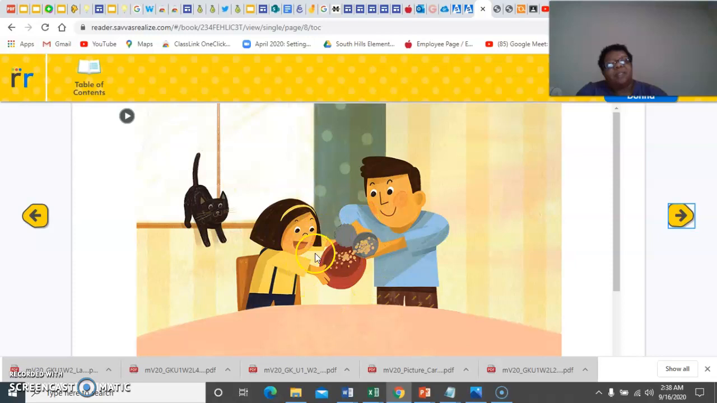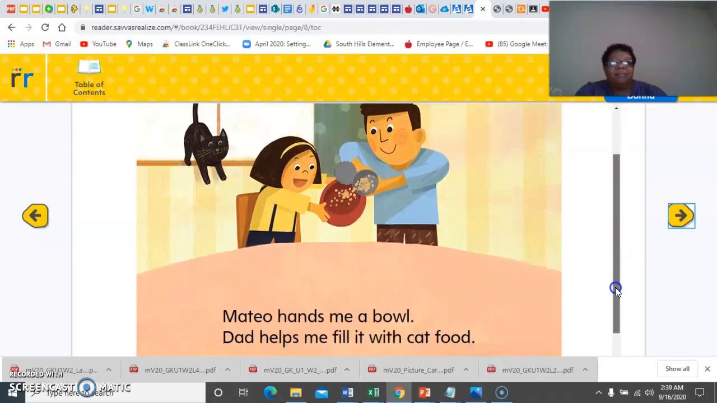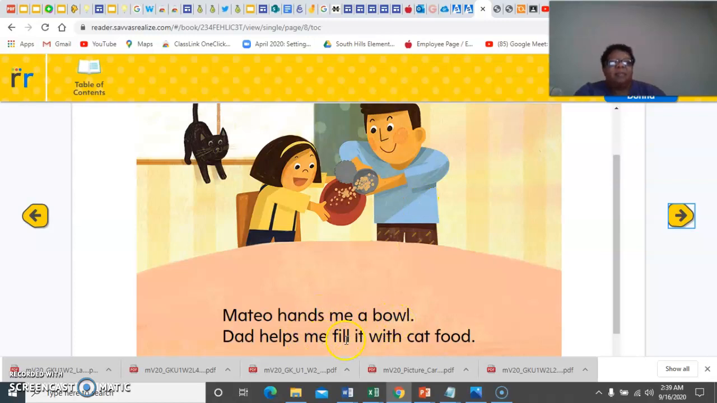So what did they get? And then look how she's starting to look, and look at Poof. What's Poof getting ready to do? Does Poof know what's going on? What's happening? It says Mateo. Here's Mateo. Hands me a bowl. Dad helps me fill it with cat food. And we have a Mateo in our class. His name is Mateo.